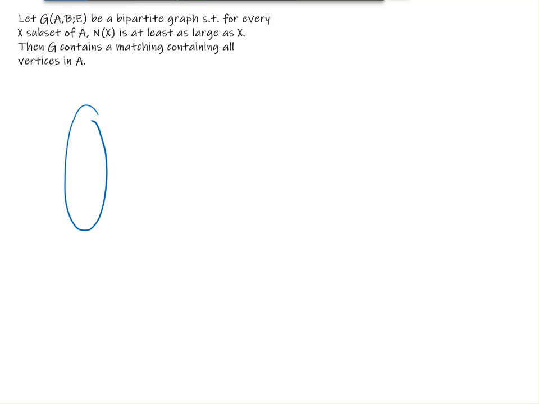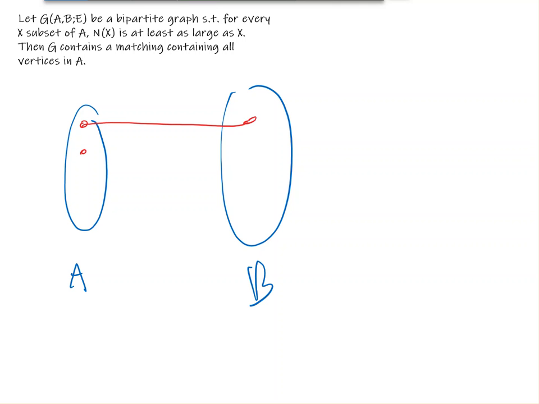We have a set A here and a set B here. And what we want to find in this situation is a matching that covers all the vertices in A, and there could be leftover vertices in B, of course. So we want to find a number of independent, non-intersecting edges that cover all the vertices of A.